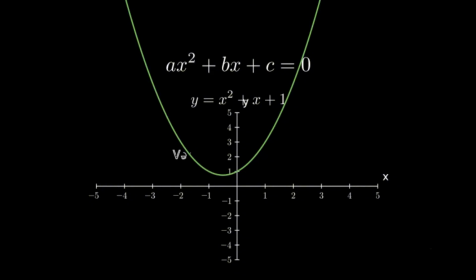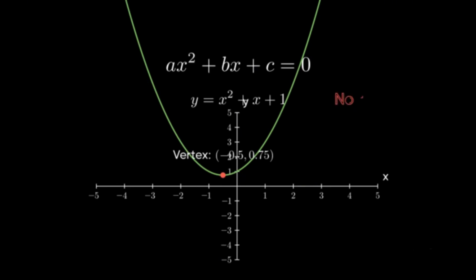Looking at its graph, we can see that this parabola never crosses the x-axis. This means the equation x squared plus x plus 1 equals 0 has no real number solutions. The roots are complex numbers, which we can't visualize on this coordinate plane.